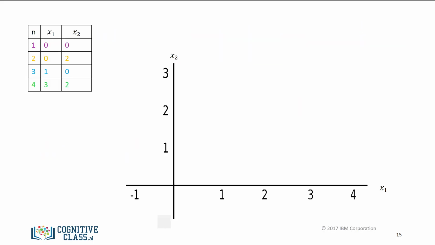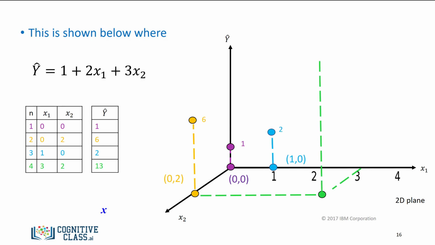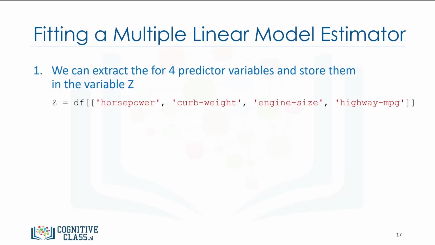The table contains different values of the predictor variables x1 and x2. The position of each point is placed on the 2D plane, color-coded accordingly. Each value of the predictor variables x1 and x2 will be mapped to a new value y hat. The new values of y hat are mapped in the vertical direction with height proportional to the value that y hat takes. We can fit the multiple linear regression as follows.